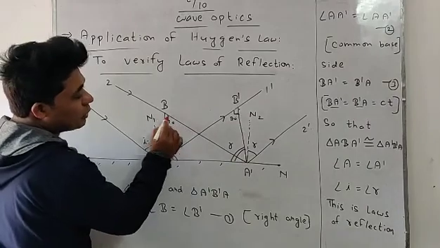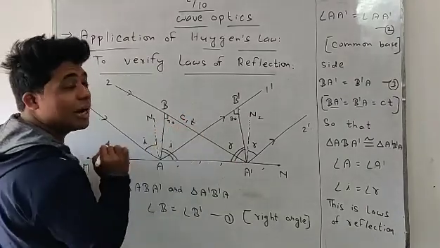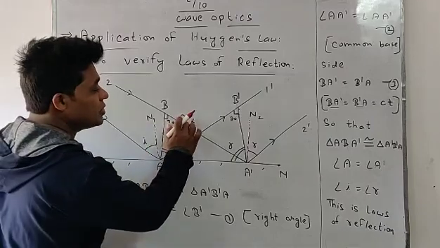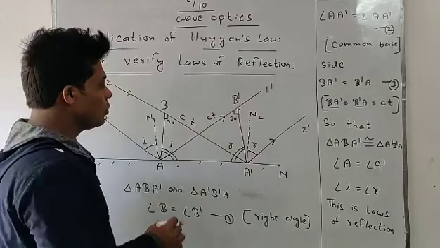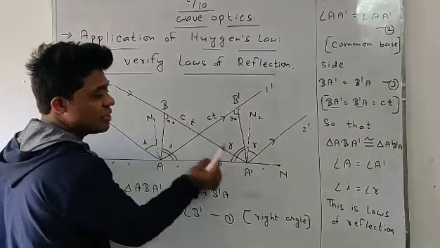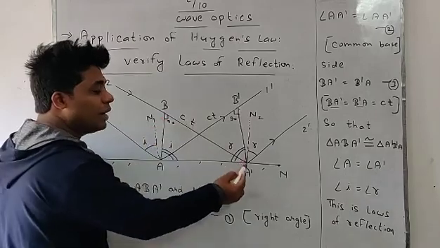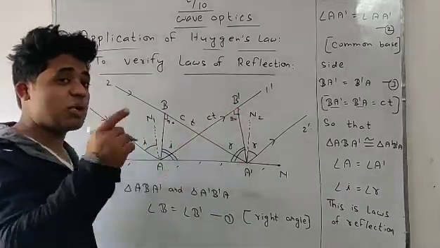BA dash, that is distance, speed into time, and we'll take the light speed, that is C, CT. And AB dash, that is also the speed of light, C into T. So in triangle ABA dash, the side BA dash is CT, and in triangle A dash B dash A, the side B dash A is also CT. Distance is speed into time.